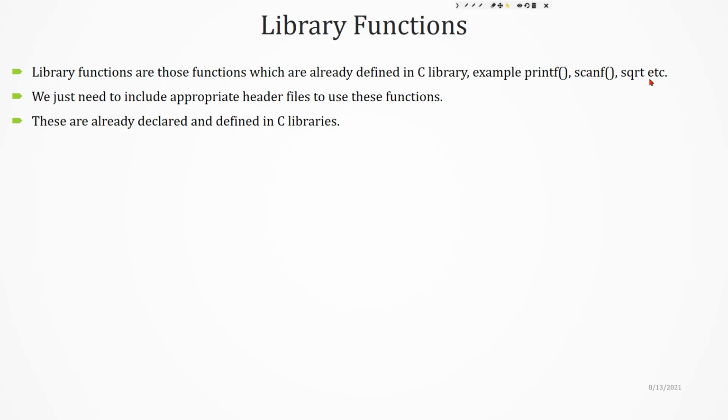Similarly, there are some predefined functions. Predefined means the C language is developed by someone. The person or the team who developed C wrote some functions. Those functions are called library functions. So it is already written and it's already in the C compiler. The user can make use of those library functions. The examples are printf, scanf, sqrt. So many examples are there.